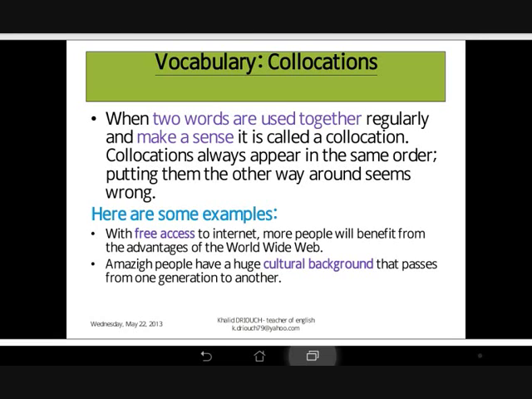Another example is Amazigh people have a huge cultural background that passes from one generation to another. The collocation is cultural background, and the same like what we said before, we never say background cultural, because that would be incorrect.